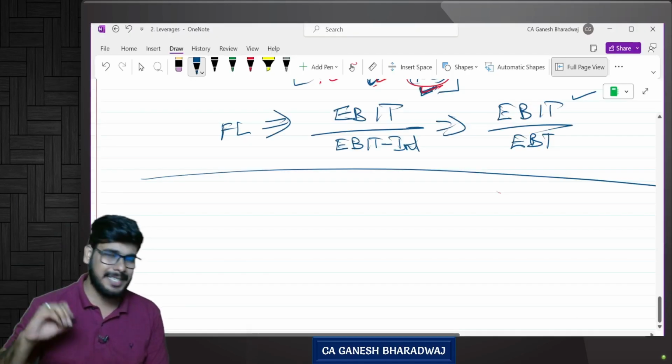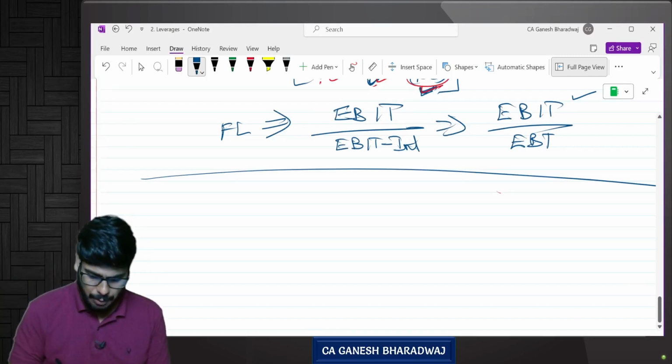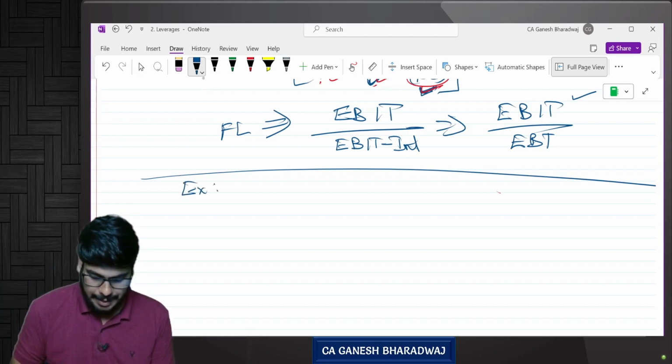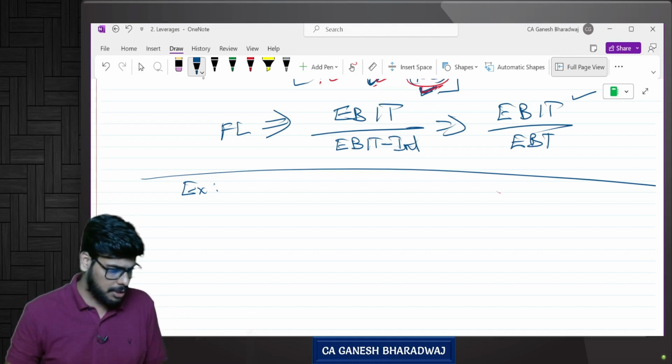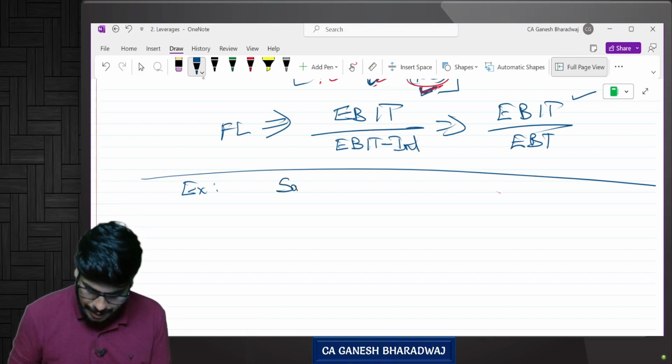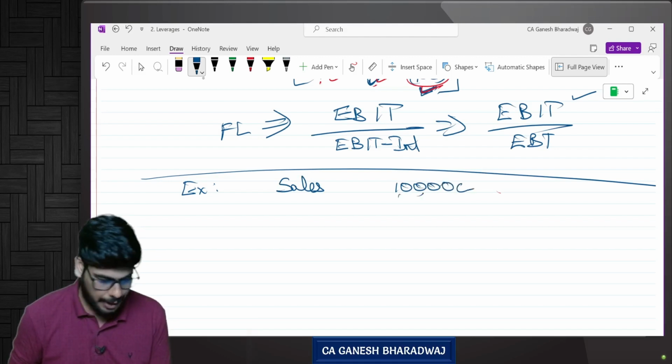Now, what are all these things? What is a margin of safety? First of all, let me just give you an example. This requires some very basic level of costing knowledge. Let's say this is the given data. Sales is equal to 1 lakh rupees. Just an example, guys.